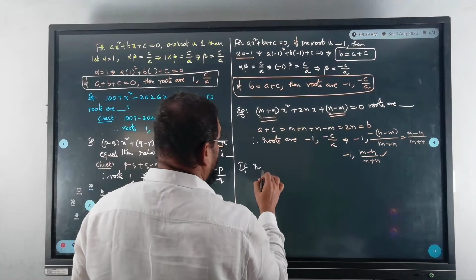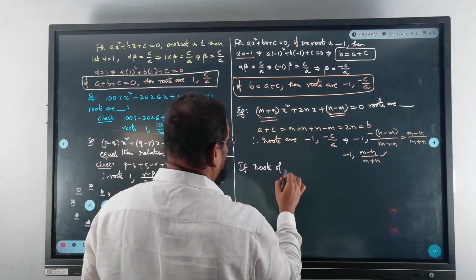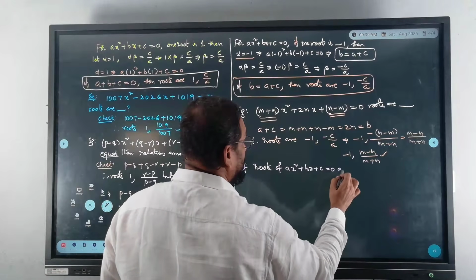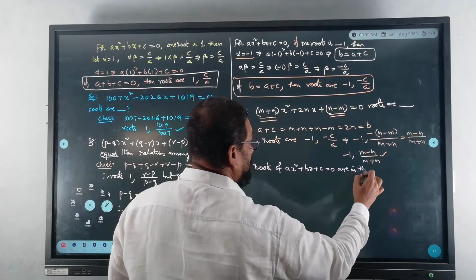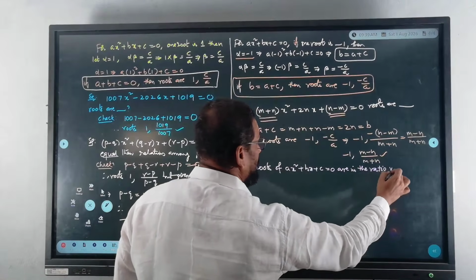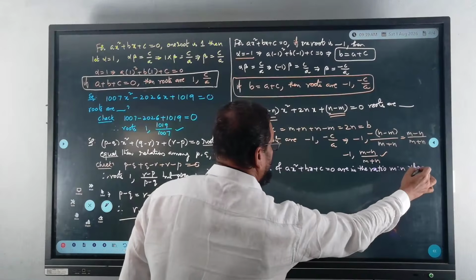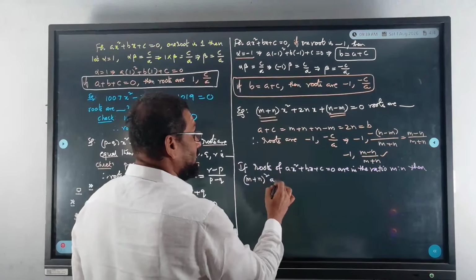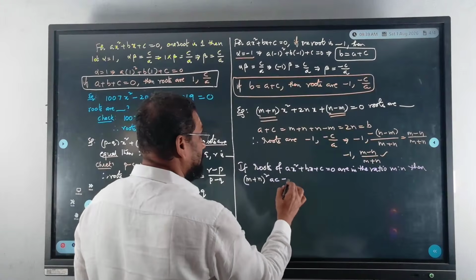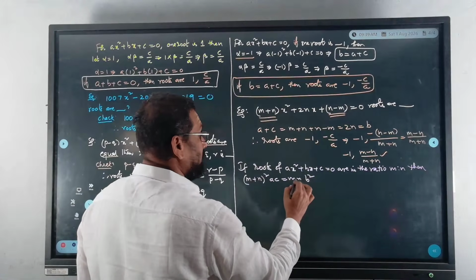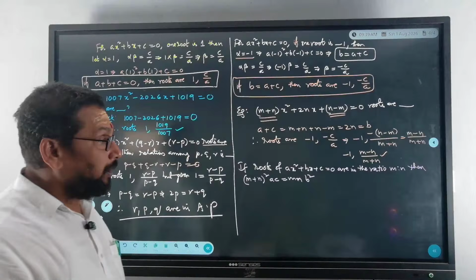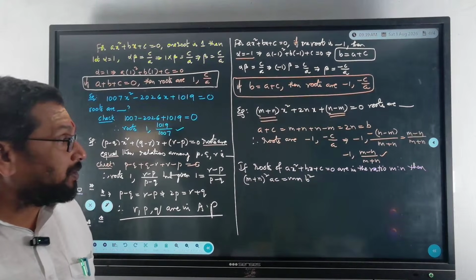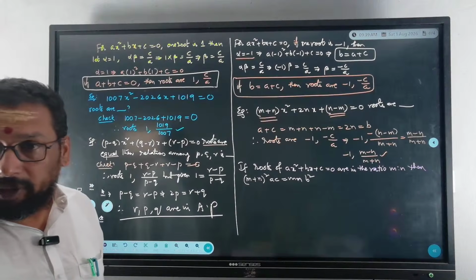If the roots of ax square plus bx plus c equal to 0 are in the ratio m is to n, then m plus n whole square times ac is equal to mn b square. If roots are in the ratio m is to n, then the condition is m plus n whole square ac is equal to mn b square.